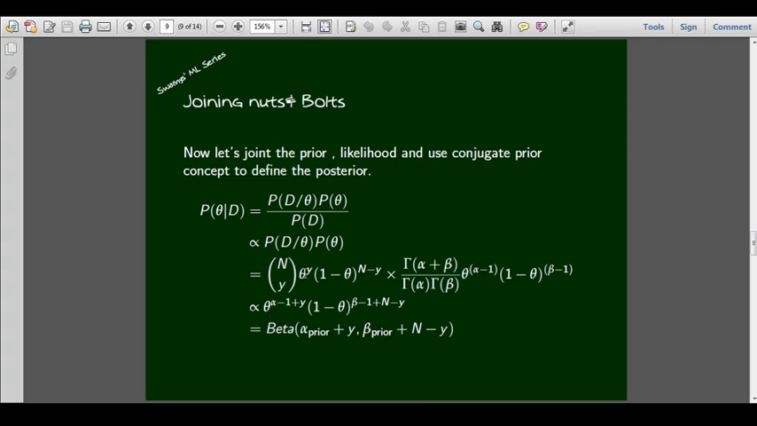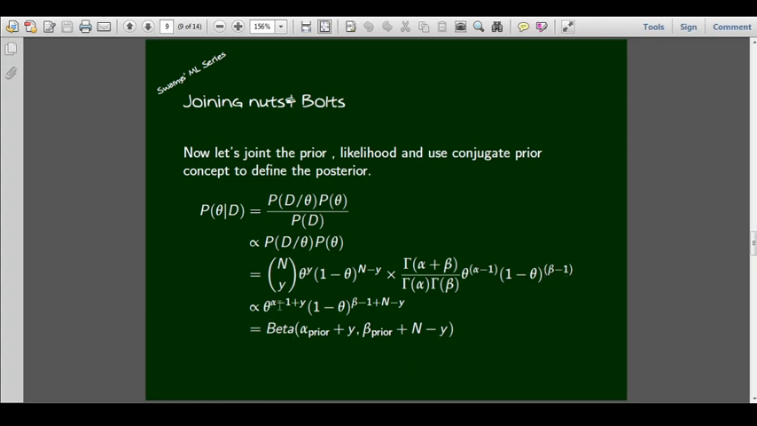Now apply the rules. Theta raised to y into theta raised to alpha minus 1 is theta raised to alpha minus 1 plus y. I take this alpha minus 1 first, that's all. Again apply the law of exponents to 1 minus theta raised to n minus y and 1 minus theta raised to beta minus 1. That is 1 minus theta raised to beta minus 1 plus n minus y. Now this alpha minus 1 is in the prior distribution, and also beta minus 1 is in the prior distribution. I can rewrite this alpha minus 1 as alpha prior, and this beta minus 1 as beta prior.